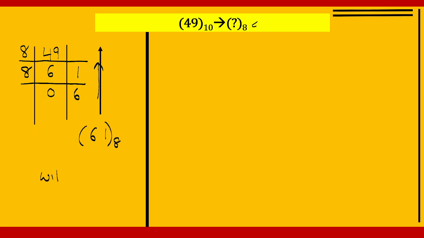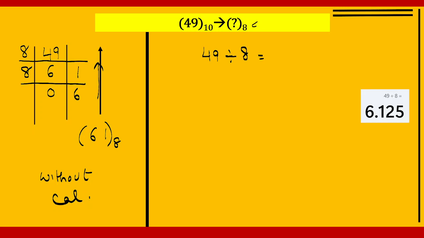This was without calculator. But now we will use the calculator. So 49 divided by 8. I have taken a screenshot of my calculator over here. 49 divided by 8 will give me 6.125. See, remember your quotient is now made up of the whole number part and the fractional portion. Now I will continue dividing it by 8 till the whole number part of the quotient becomes 0.